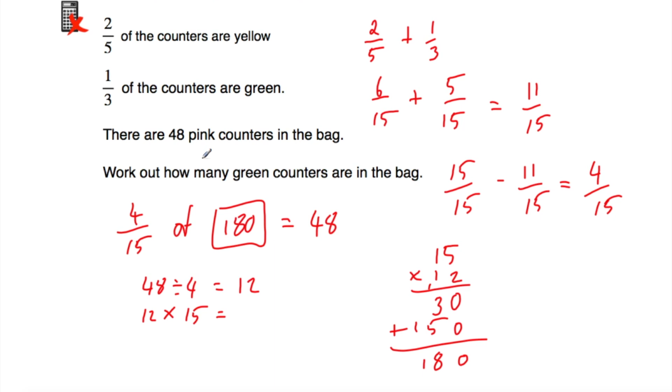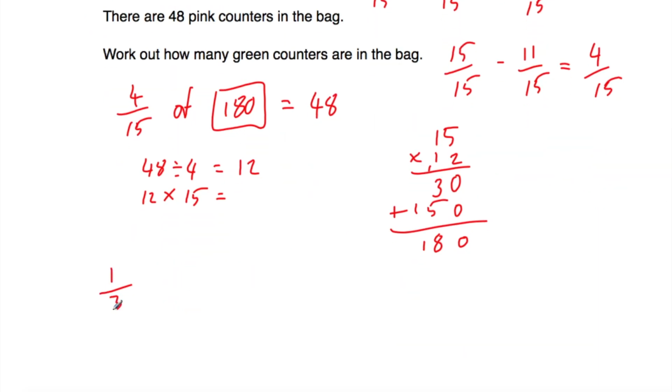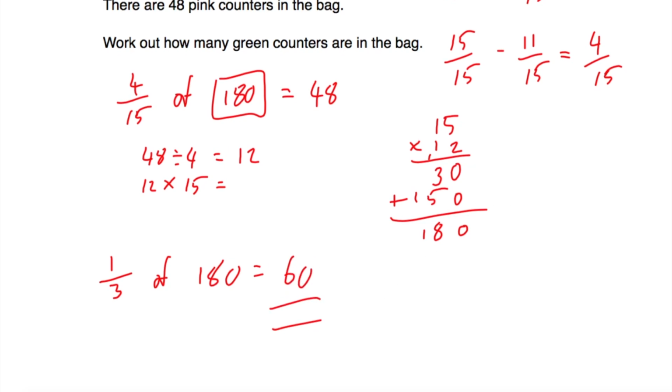Now the question is, how many of the counters are green? So we're told that a third of the counters are green. So we need to work out a third of 180. So we're going to do one third of 180. And that's equal to, well, a third of 18 is 6. So a third of 180 would be 60. And that's it. So the answer is 60. So there's 60 green counters in the bag.